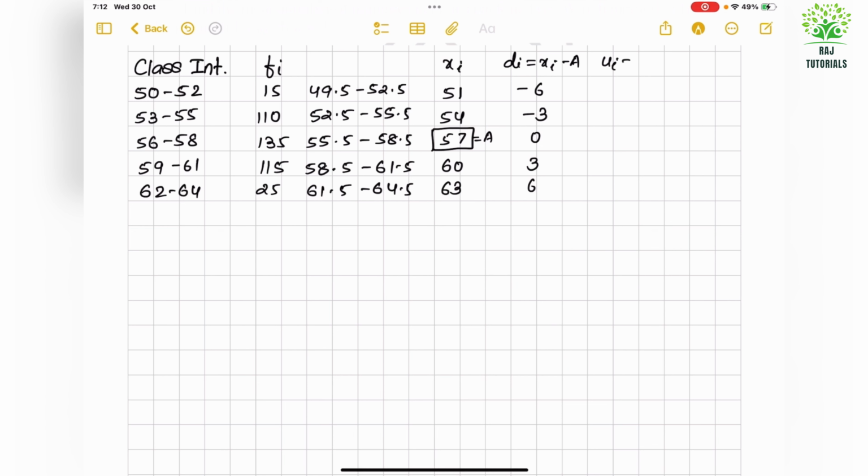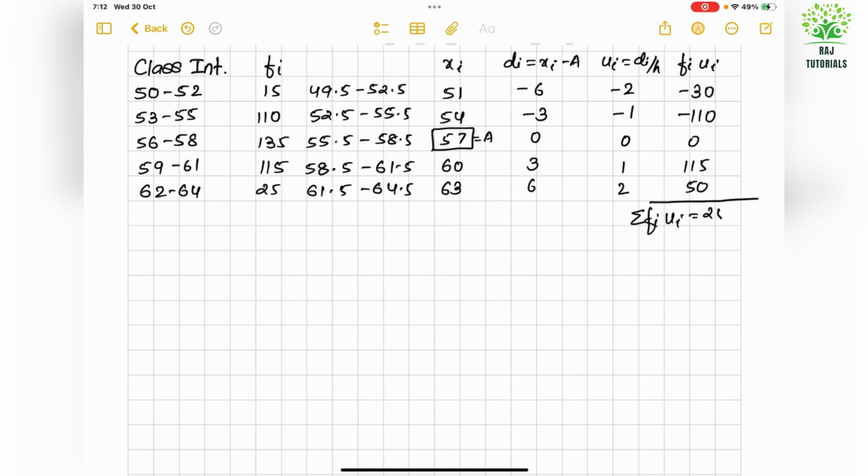Now ui equals di by h. So di is minus 6 and the gap is 3, so minus 2, minus 1, 0, 1 and 2. Now fi ui will be minus 30, minus 110, 0, 115 and 50. So sigma fi ui total is coming as 25 and sigma fi total is 400.